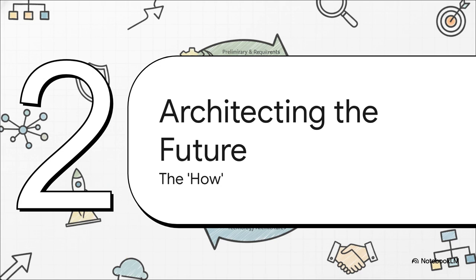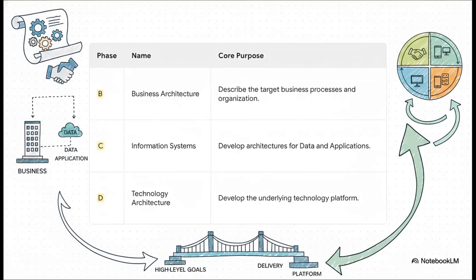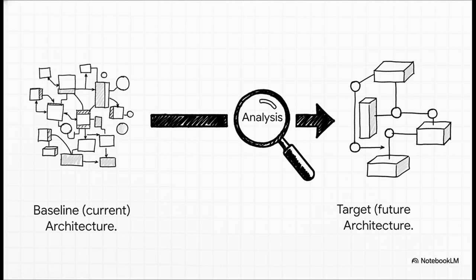This is where that abstract vision starts to take on a concrete shape. Phases B, C, and D. This is where the detailed architecture work really happens, across 4 big domains: business, data, application, and technology. This is where we create the blueprints that connect those high-level business goals to the actual tech that's going to deliver them.